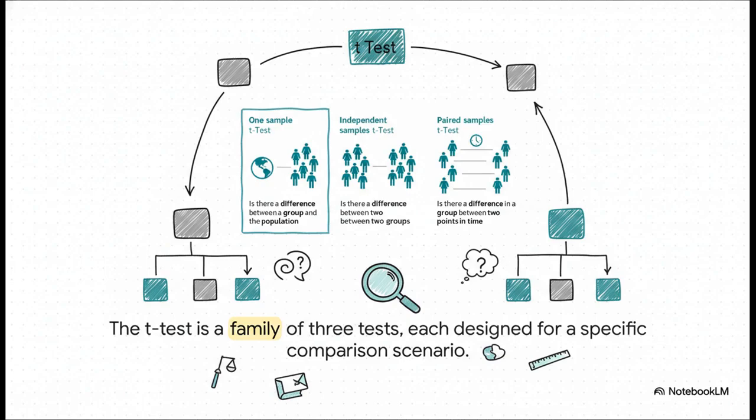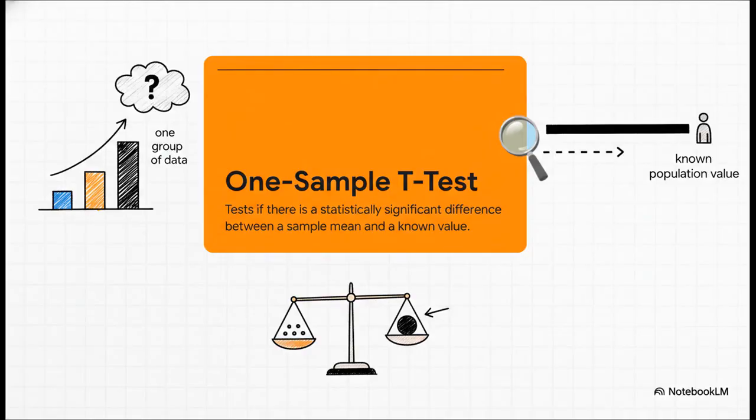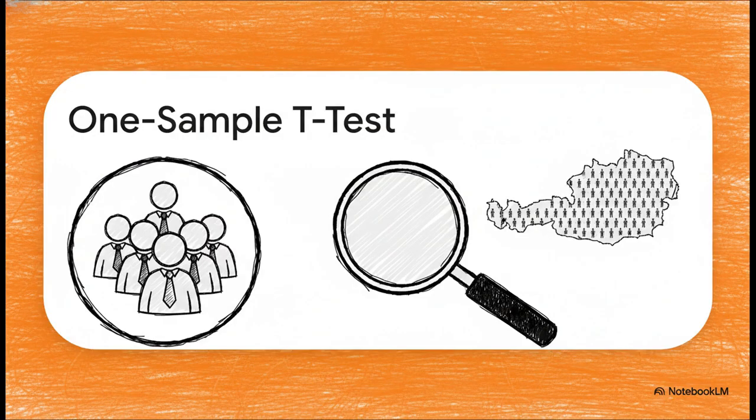So, let's meet them. First up, we've got the one-sample t-test. You pull this one out when you've got a single group of data and you want to see if its average is different from some known number, like a national average or a target goal. So for example, imagine we have data on how healthy, say, 50 managers in Austria feel. We could use a one-sample t-test to compare their average score against the known average health score for the entire Austrian population. It's just one group versus a known standard.